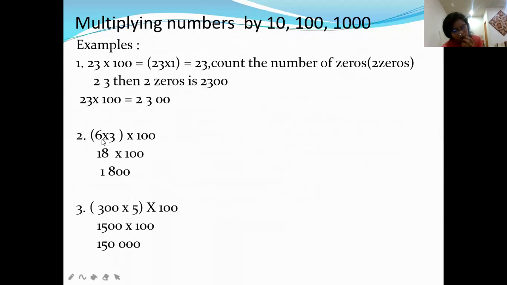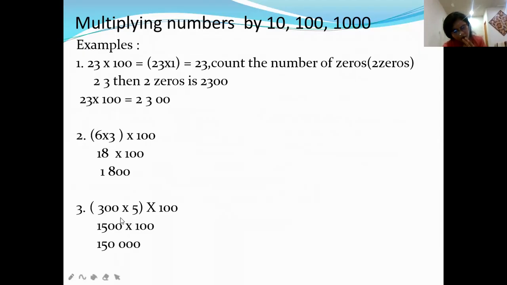Okay, next example. We have 6 times 3 times 100. So since we have here inside the parentheses 6 times 3, 6 times 3 is 18 times 100. So what is 18 times 1? That's 18, right? Then how many zeros? Okay, we have 2 zeros. So copy. 18 times 100 is 1,800.